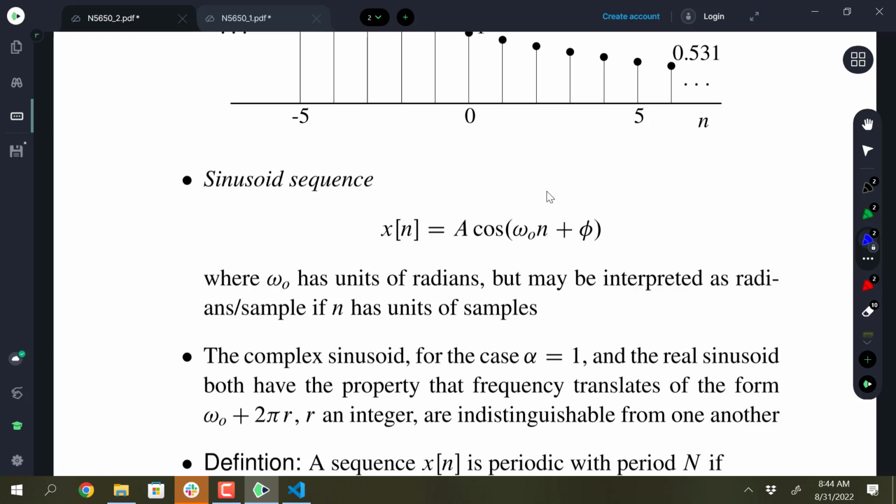And the notation that we would use for these units would be, in the modeling, we're going to think of omega naught as being radians, but it's actually radians per sample, because we're multiplying, the argument of a trig function is radians, right? And n is samples, but n doesn't really have a dimension, but it's convenient to think of it as radians per sample.